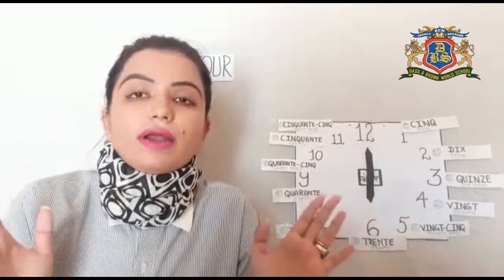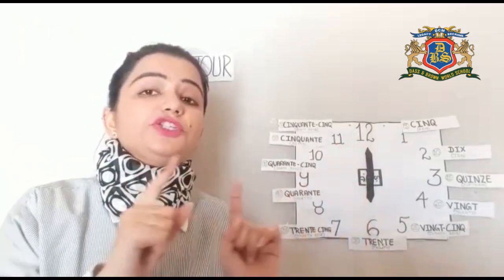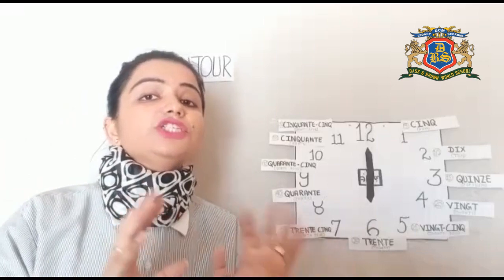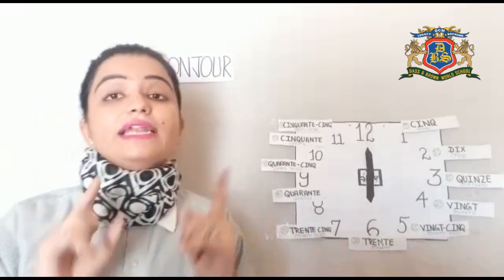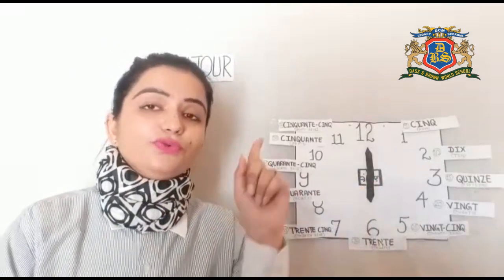Il est 6 heures. How do we say il est 6 heures? What is heure? The spelling is H-E-U-R-E-S, and in English it is H-O-U-R-S. And the H we don't speak, so it would be heure. Il est 6 heures. With 6 you do, it is 6.